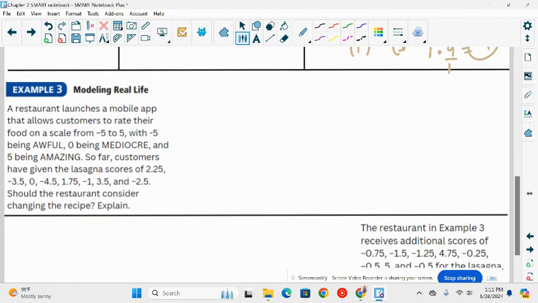All right, here's another redeeming chance. So you can do example 3. We have to explain this.